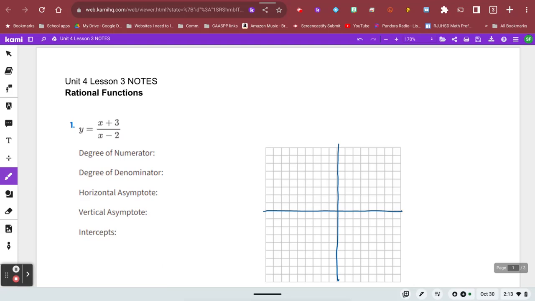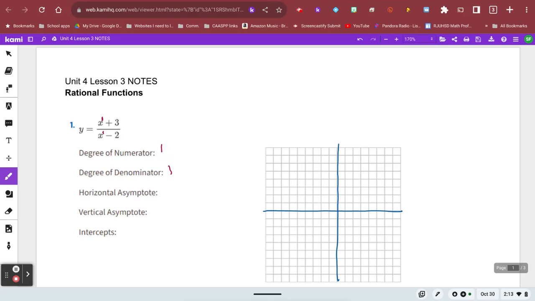Hi, we're going to be working on Unit 4, Lesson 3 notes. These are going to be graphing rational functions. So what we're looking for is the degree of the numerator. So the degree is right up there, same, and the denominator. They're both 1 and 1.